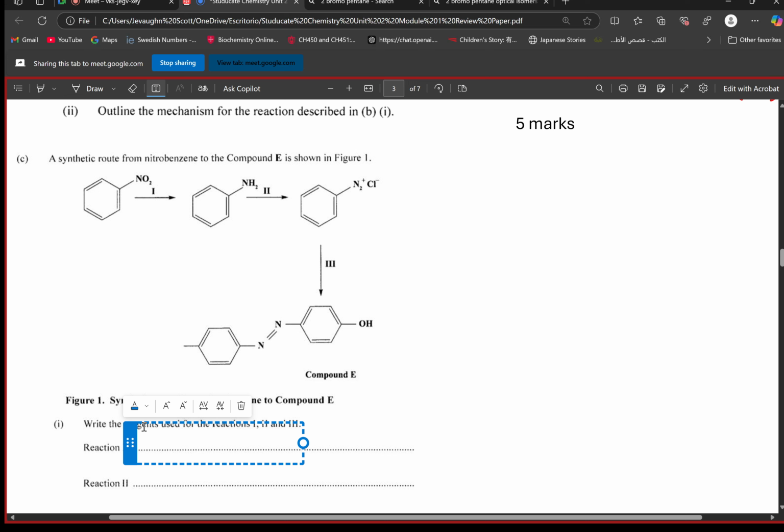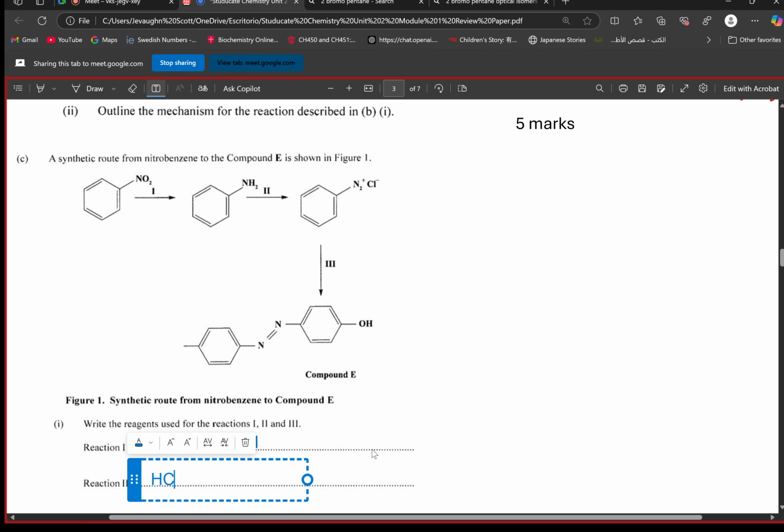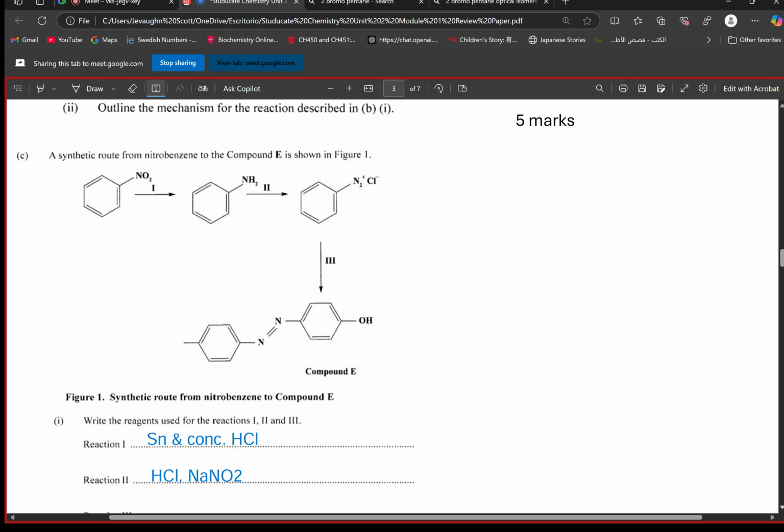Alrighty, so hold on, let me just complete this. Tin and concentrated HCl, and then the reaction of the amine. Well, that would be phenylamine. So let's see our benzene diazonium chloride. Alright, so the thing is now, what we need is practice. That is really and truly what we need. For reaction 2 here, we're going to have HCl reacting with sodium nitrite to give us that reaction there. So I think what we need is practice.